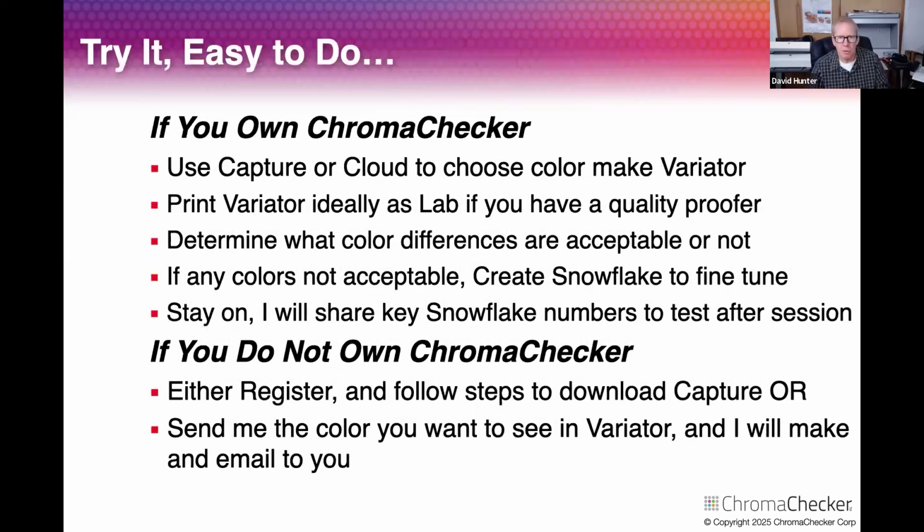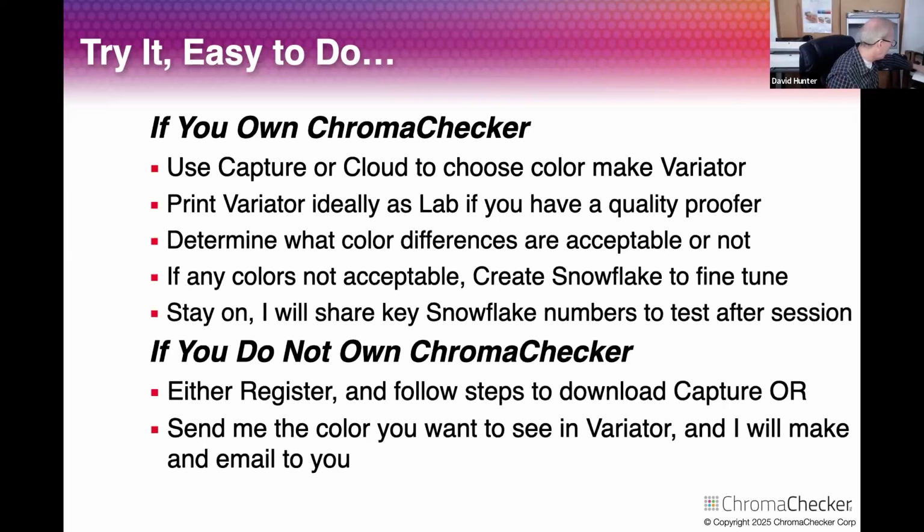And this whole process is really easy to do. If you own ChromaChecker, you can use Capture or the cloud to choose a color, make a variator, print a variator. Ideally, if you have a quality printer, you can print it and you can see what the results are. I'm going to show you an actual print that I made on my Epson. And I did this color, and it's a 2 delta E.